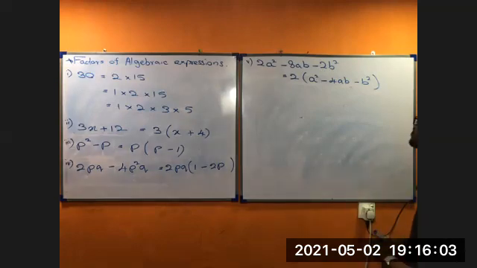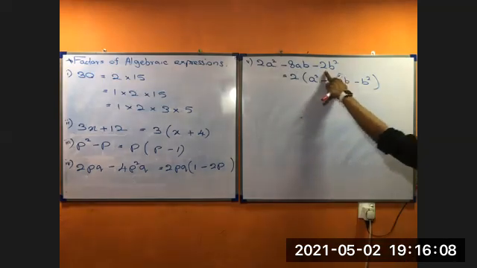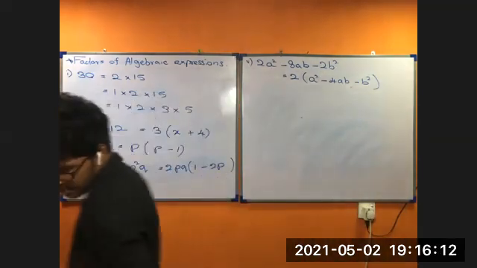So you cannot take 2A outside, okay? Because this term has no A here. So you cannot take A from that term because there's no A.